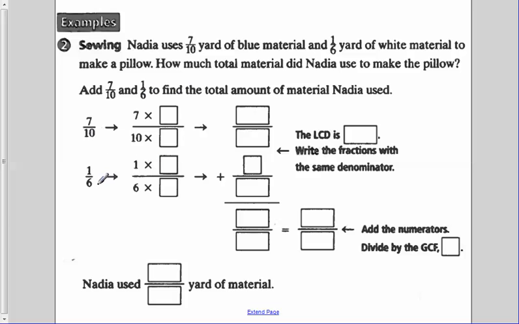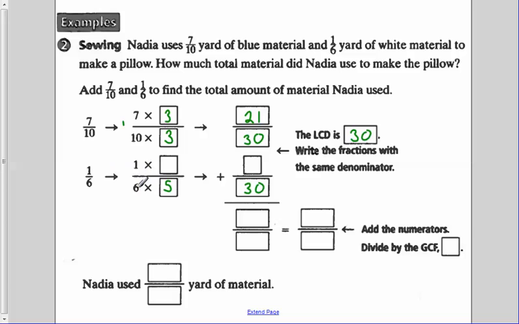So between 10 and 6, I could multiply 10 and 6 and get 60, but that's going to be dealing with some pretty large numbers in the end. Using our least common denominator between 10 and 6, it is going to be 30, because I can take 10 times 3 and get 30, and 6 times 5 and get 30. So whatever I do to my denominator here in my 7/10, I have to do to my numerator. Since I multiplied by 3, I have to do the same thing. So 7 times 3 is 21.